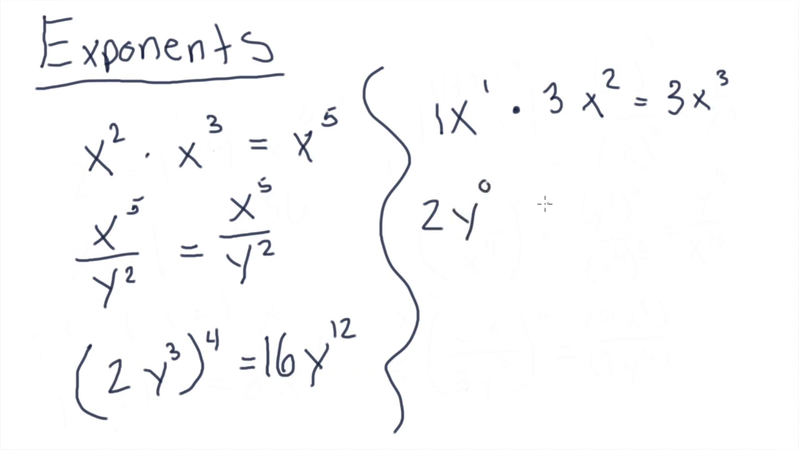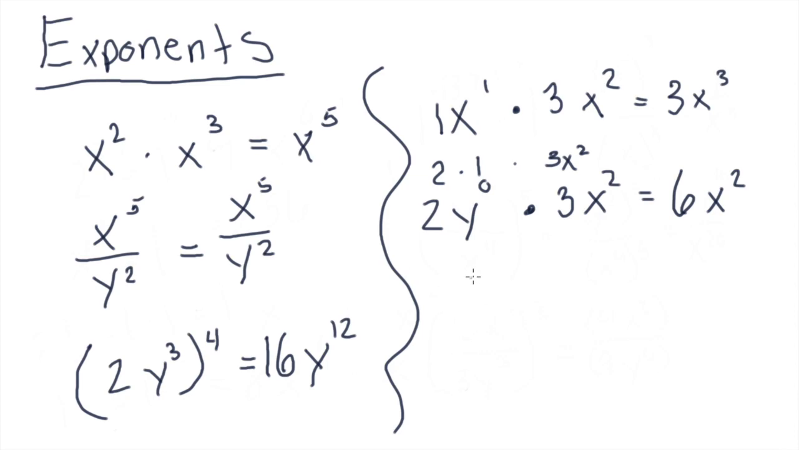2y to the power of 0 times 3x squared. How would you simplify this one? We know that anything to the power of 0 is just 1. So this y to the power of 0 is going to turn into 1. So we're going to have 2 times 1 times 3x squared. So now all we have to do is multiply our constants. So 2 times 1 is 2, times 3 is 6. So our final answer is 6x squared.